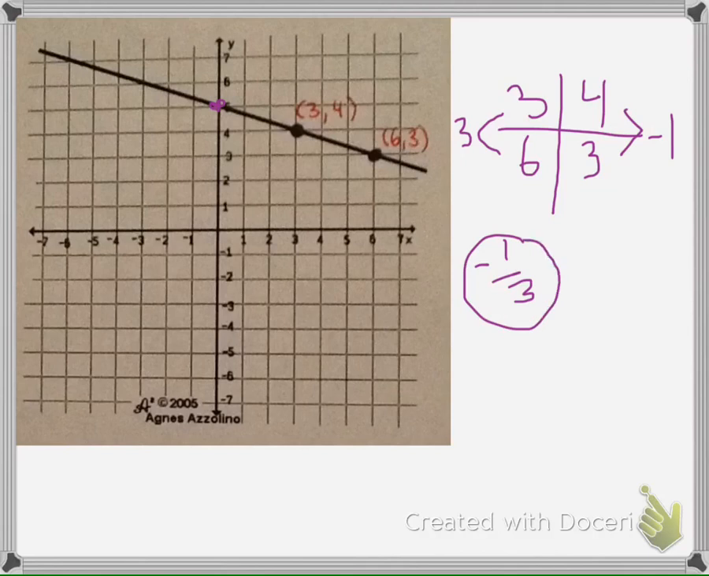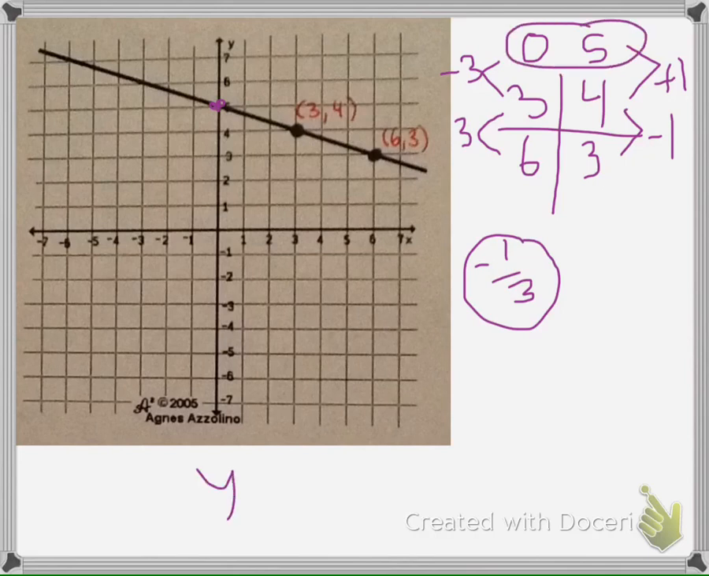So I have my slope. Now, on my table, this one's kind of easy because to get to 0 on the x side, I have to minus 3. And from the numbers I already have, every time I'm going up 3 on the x, my y is going back 1. So I simply have to go opposite operation and add 1. And 4 plus 1 is 5. And looking at my graph, my y-intercept is 5. So let's write our equation. y equals -1/3 x plus 5.